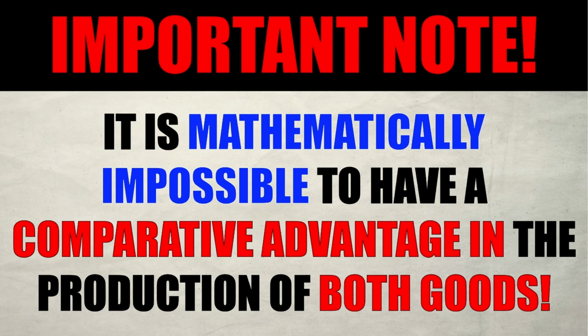However, if you're working on a problem in your economics class and you ever get the result that a single country has a comparative advantage in both goods, you know for a fact that's incorrect. It has to be. This will also save you time on a test. If you calculate that one nation has a comparative advantage in one good, well then you know for a fact that the other country has the comparative advantage in the other good.